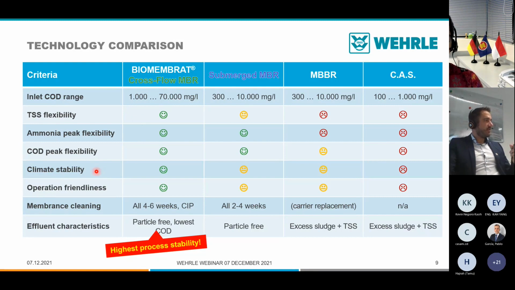So if we compare all this, we clearly can say from our experience that the biomembrane MBR has the biggest benefits in terms of high strength wastewater, comparing all these criteria here.